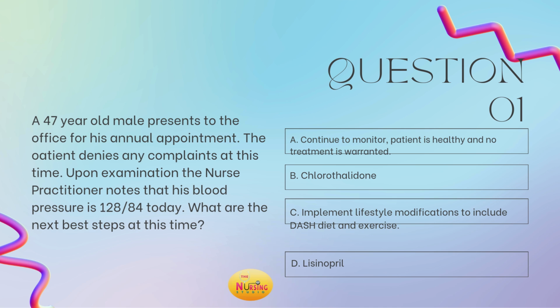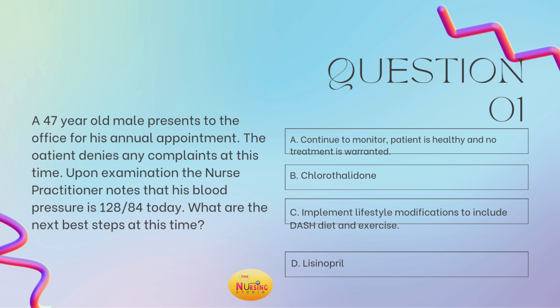But I also want you to process your way through, okay? So, do you want to just continue to monitor, the patient is healthy and no treatment is warranted? No, we never sit and say we're not going to do anything, right? There needs to be some type of steps, because this is not a normal blood pressure. Anything over that 120 over 80, going off of our ACC and AHA guidelines, states that this is prehypertension, right?